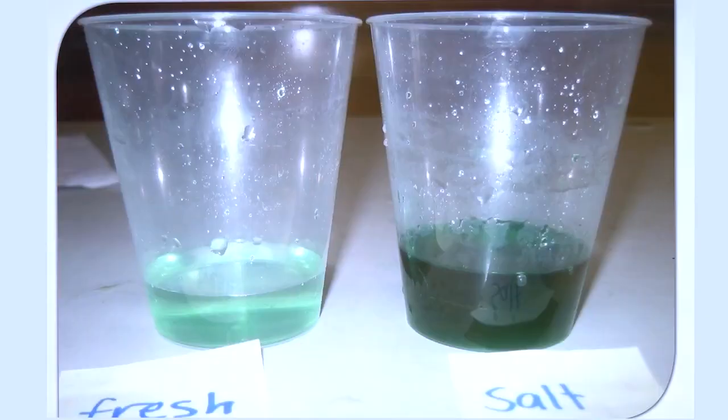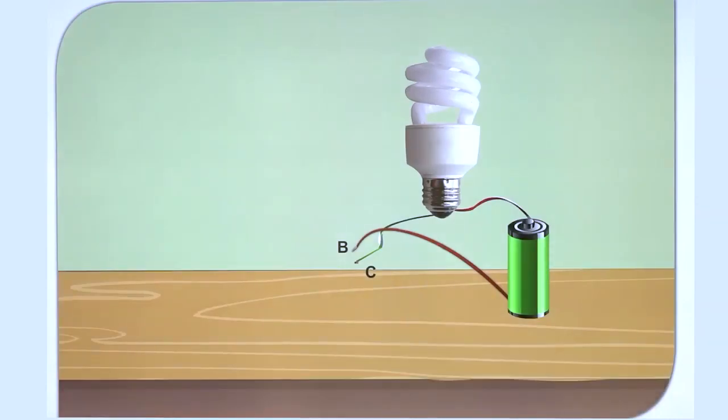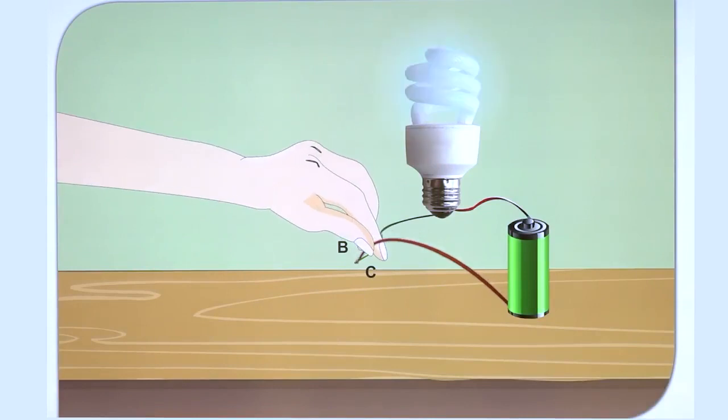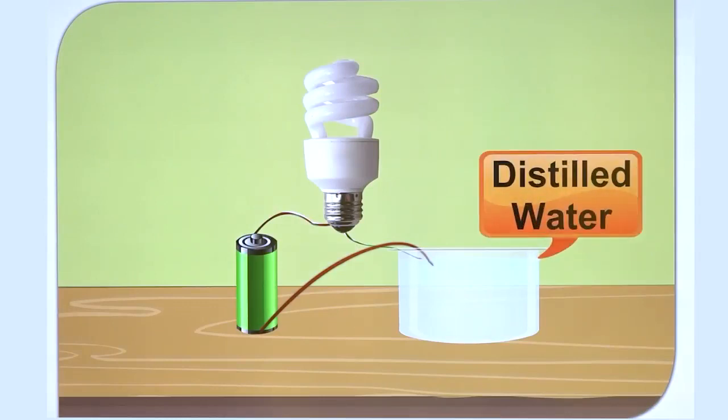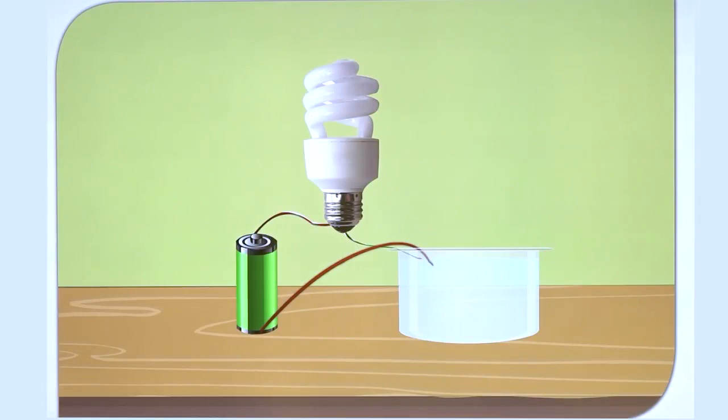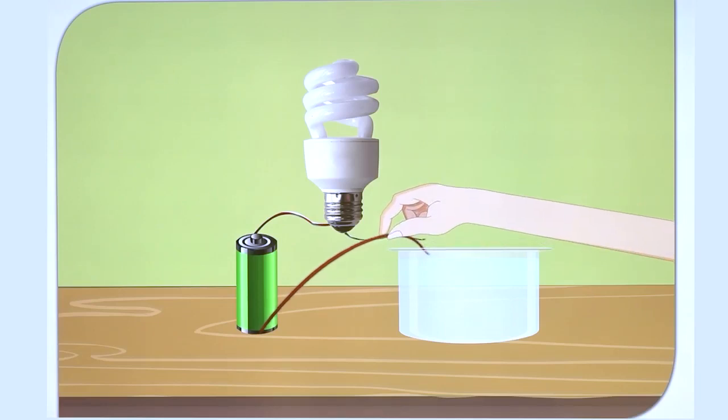Liquids can be poor conductors or good conductors of electricity. Take connecting wires, a bulb, and connect them as shown. Touch the bare ends of the wire B and C with one another to check if the electricity transfers properly. If it does, the bulb will glow. Now we dip the bare ends of the wires B and C in a beaker containing distilled water. You will see that the bulb does not glow, as distilled water is a poor conductor of electricity.